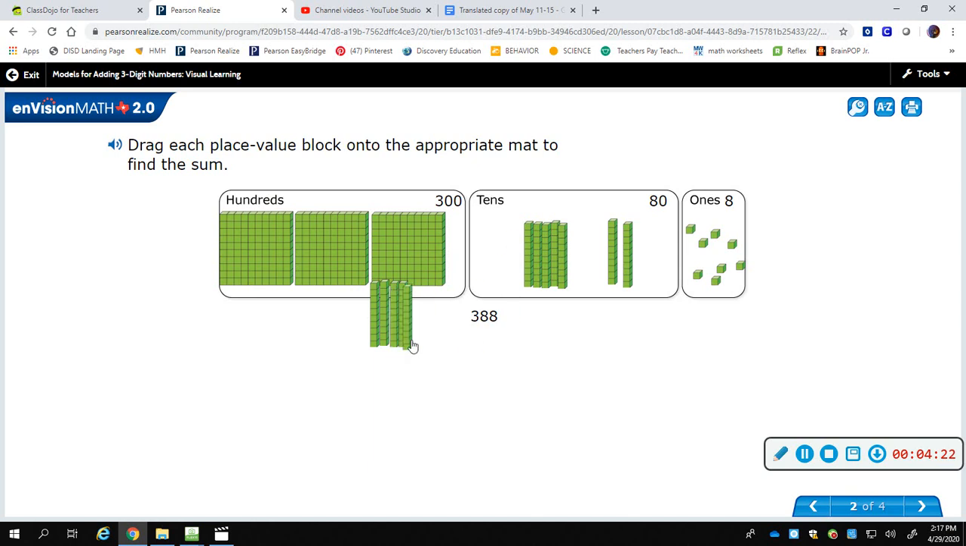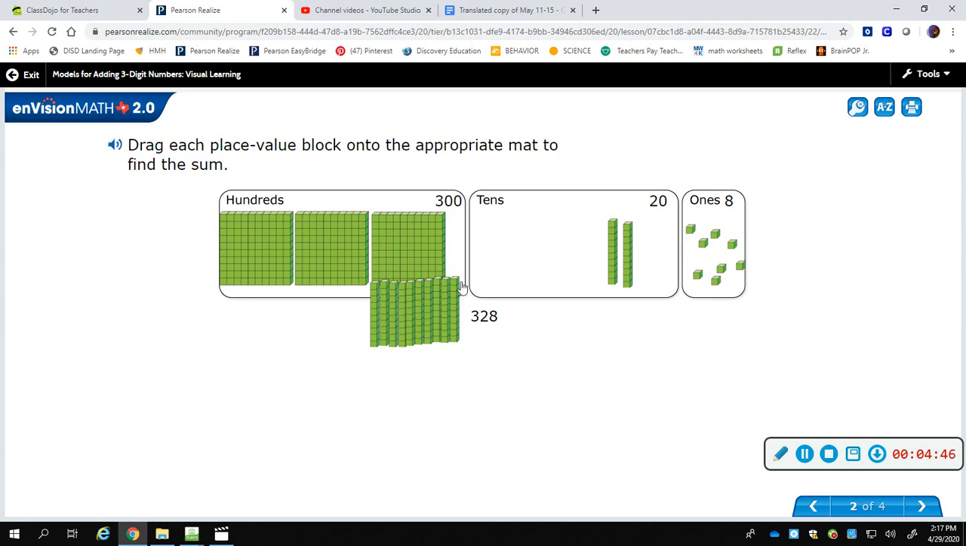I want you to see that 10 of these tens makes a 100. So every time that you hear 10 when you're counting, then you're going to need to regroup and take it to the next place value. Okay, so now here we have 4 hundreds, 2 tens, and 8 ones.